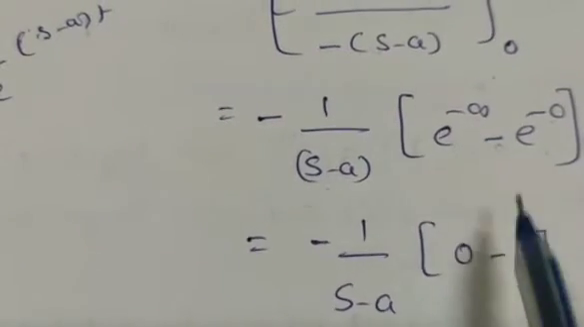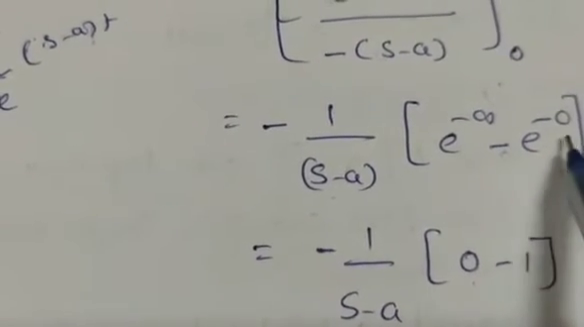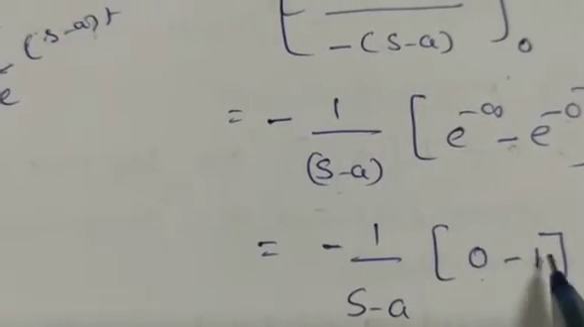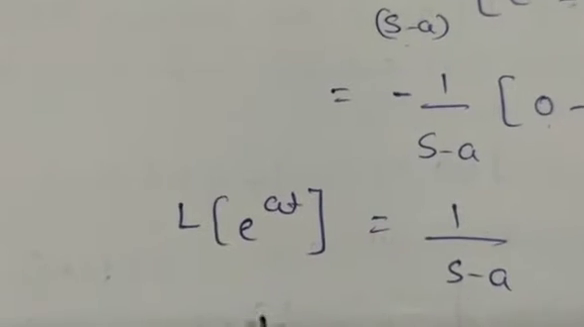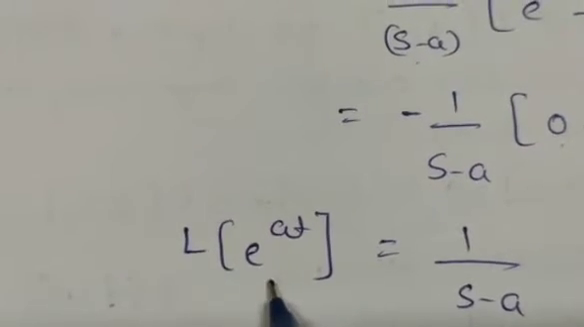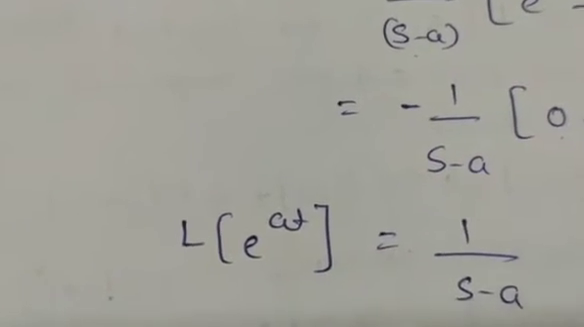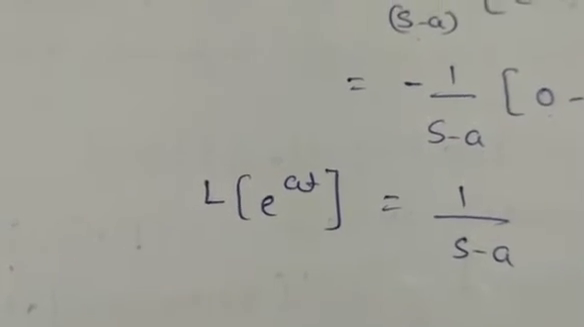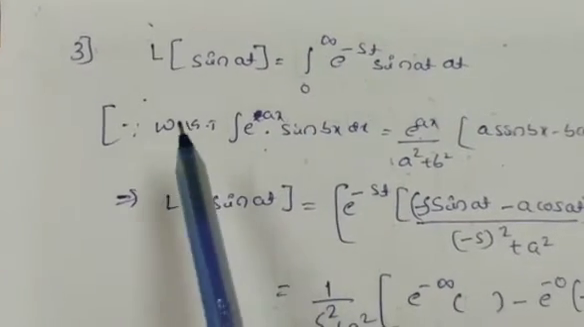E raised to minus infinity is again 0, just now I told you. E raised to minus 0 is 1. So multiply these two. Minus into minus plus, it is equal to 1 by s minus a. This implies here Laplace transform of e raised to at is equal to 1 divided by s minus a. You have to remember all these formulas. Let us take one more.